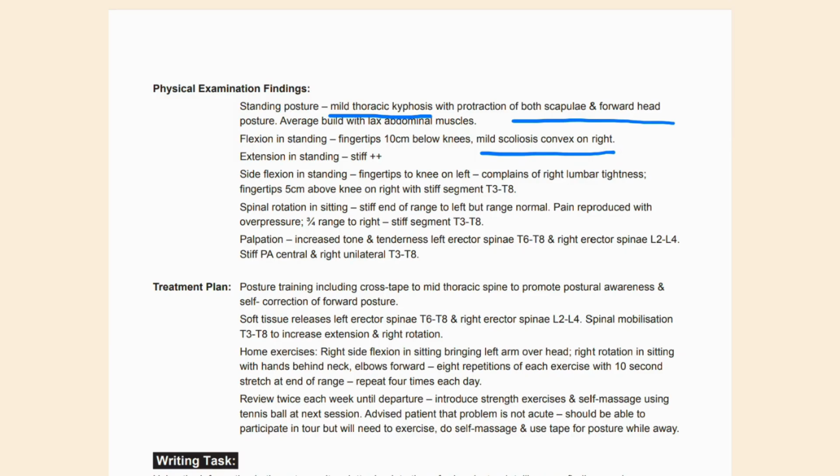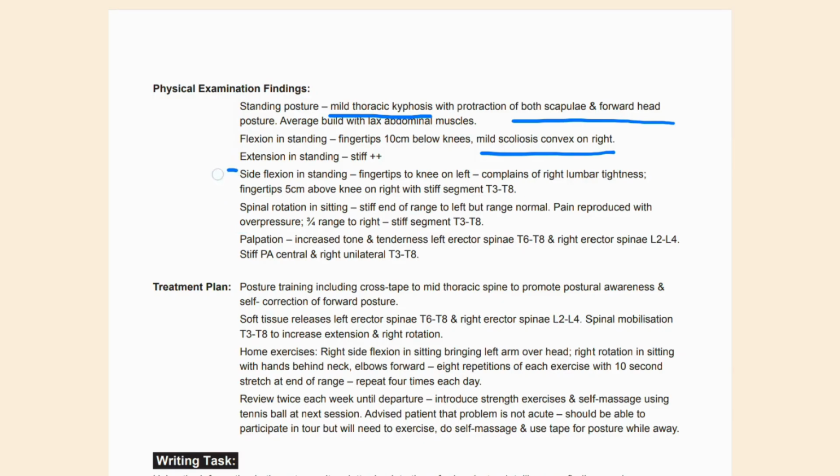And stiffness, we already mentioned, it's already the patient's complaint of stiffness and feeling locked in between the shoulders. No need to repeat it again. And side flexion in standing, fingertip to knee on the left, complaints of right lumbar tightness, fingertip 5 centimeters above the knee on the right, with a stiff segment T3 to T8.